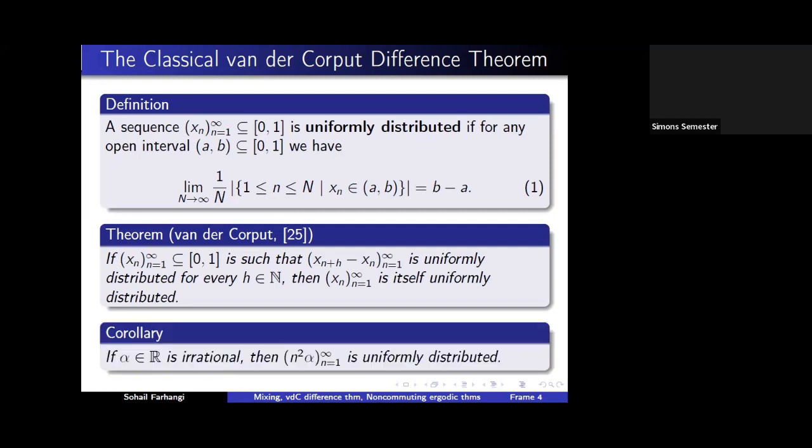And this is useful because it lets us reduce complexity. So for example, if we take an irrational alpha and we want to show that n squared alpha is uniformly distributed, we can take the differences, which become linear, and we can directly show those to be uniformly distributed. And then we conclude that n squared alpha is uniformly distributed. And of course, by induction, we can show that polynomials times alpha are uniformly distributed.